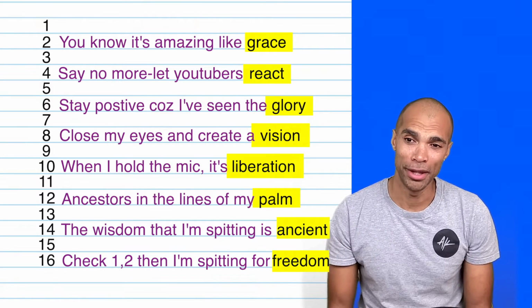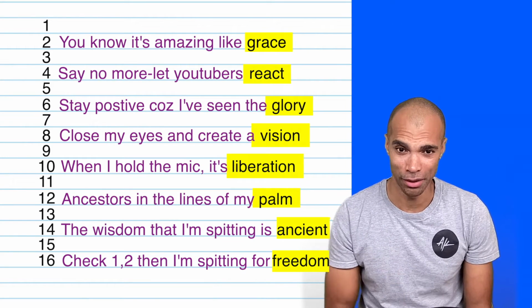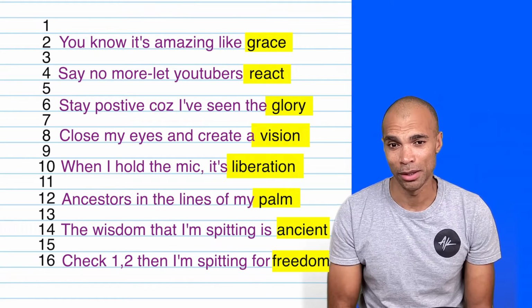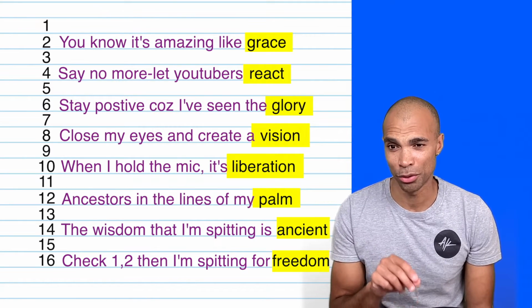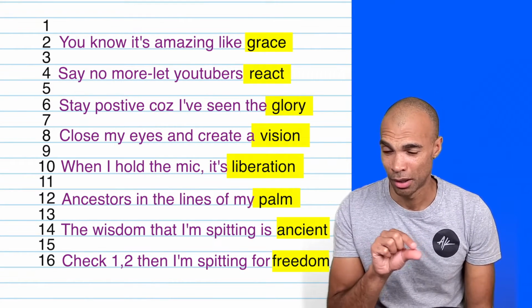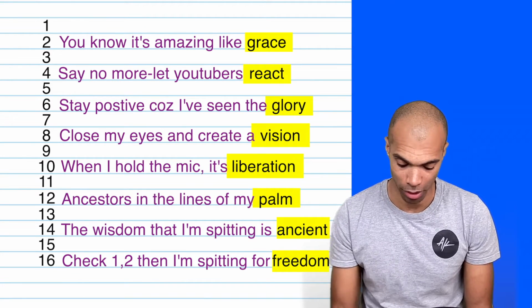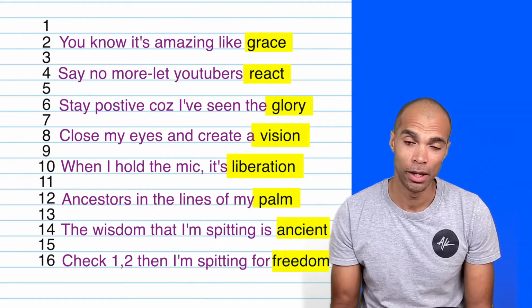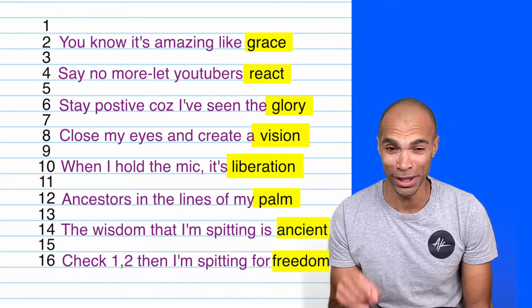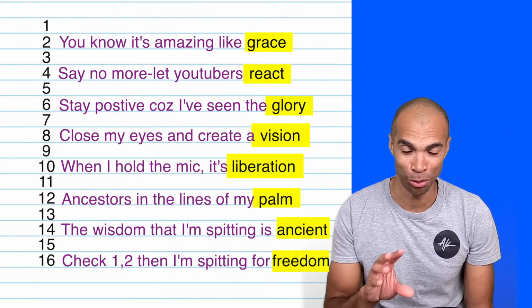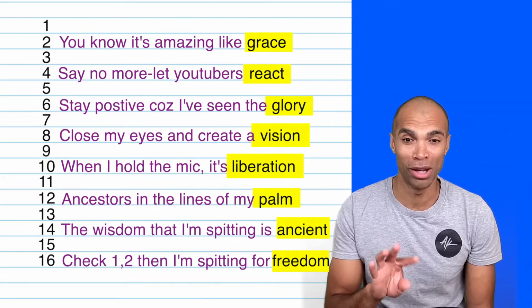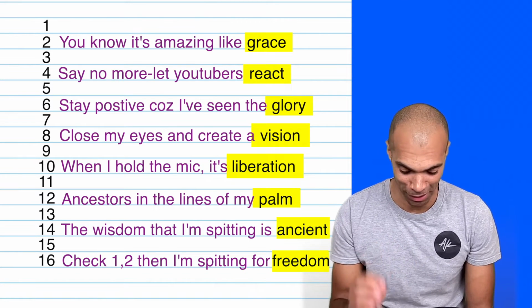The final step then is to think of the setup line. So what you're trying to do is for each of the odd numbers, you're trying to think of a rhyming line that corresponds to the even numbers. Let me explain. So on line 2, I have, it's amazing like grace. And just to explain, I'm trying to play on the song Amazing Grace.